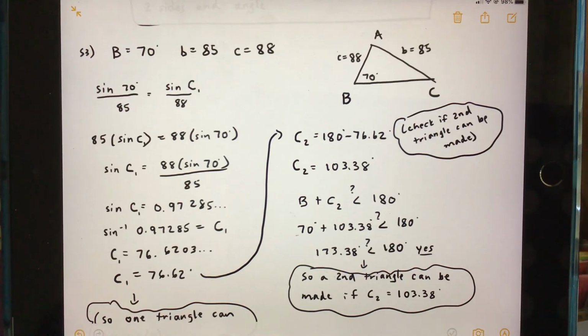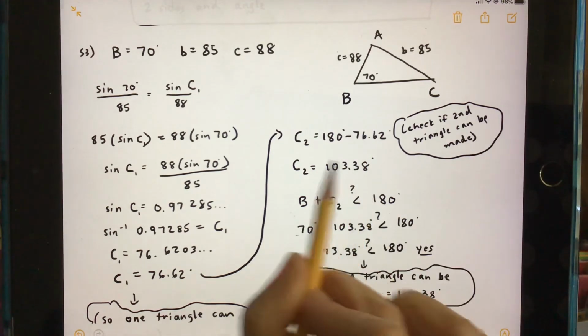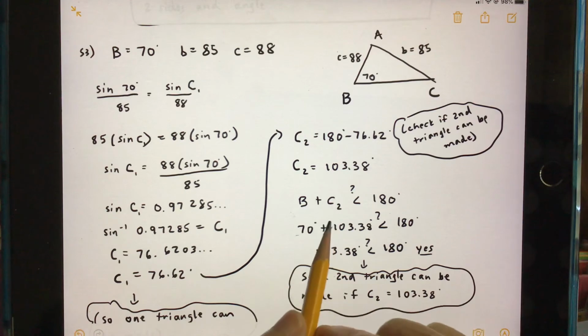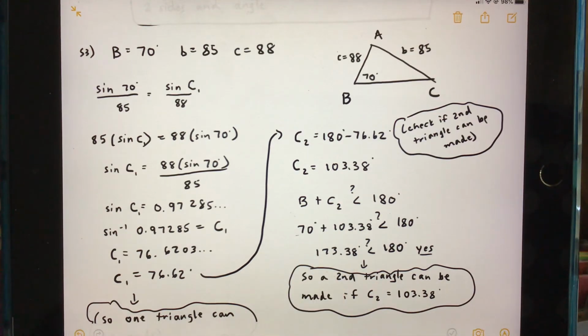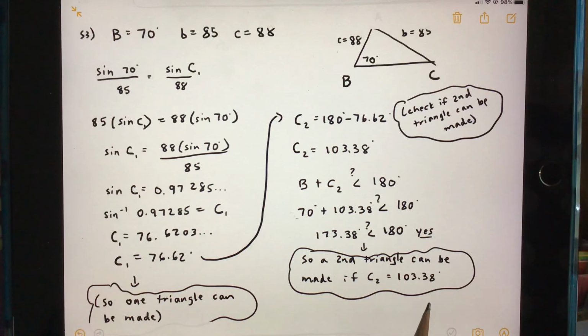Could we get all of the other measurements to work out in this triangle? Well, let's see what happens when we add the known angle, 70 degrees, plus our proposed angle, C2, 103.38 degrees. Is that less than 180 degrees? And when we add them up, sure enough, 173.38 is less than 180 degrees, leaving room for a third angle. It wouldn't be a very large angle, a little bit more than 6 degrees would be all that's left, but enough that there would be room for our angle A, our angle B, and our angle C. So yeah, a second triangle can be made if C2 is 103.38 degrees.